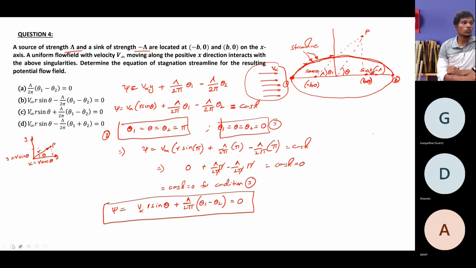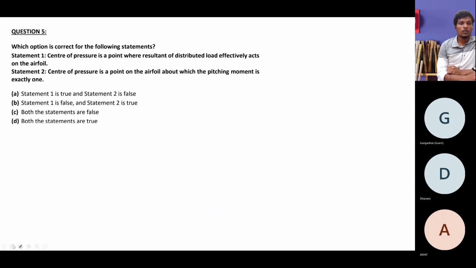If no doubts, we can proceed with one or two more questions for today's session. So let's see the next question. It's a question asking us to state whether the following statements are true or false, or the correctness of the statement. Let's read the first question.